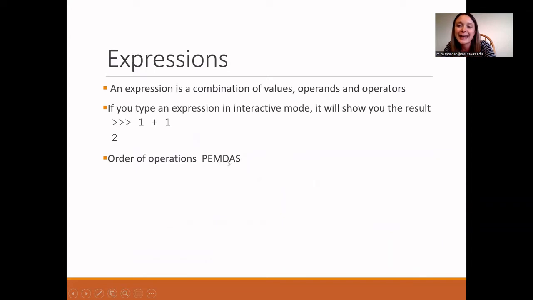Multiplication, division, and modulus all have equal precedence. So you just read them left to right, just whichever one comes first. And then addition and subtraction have equal precedence. So again, it's just whichever one comes first when you read it left to right.